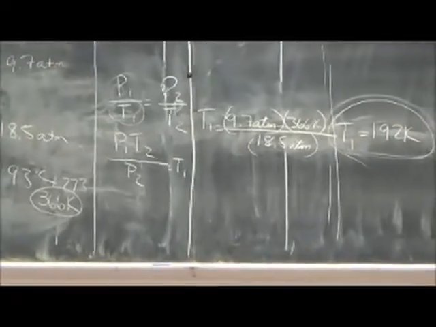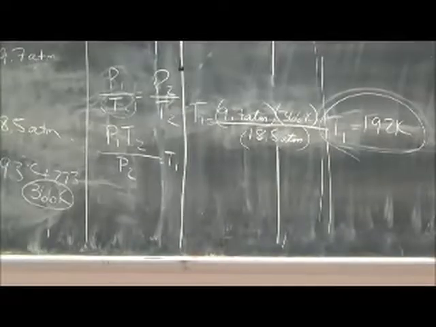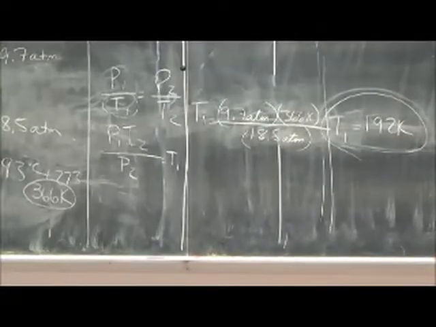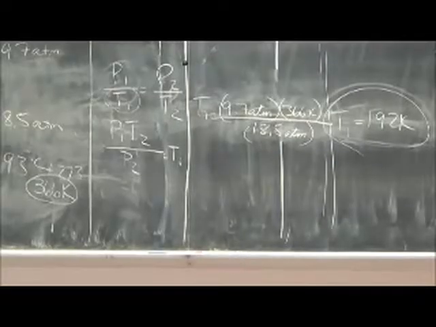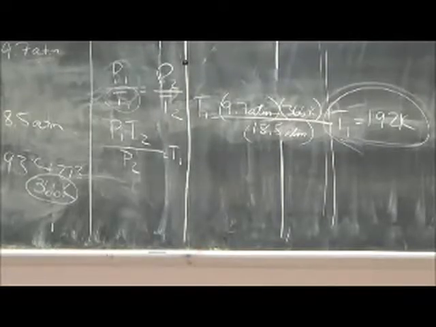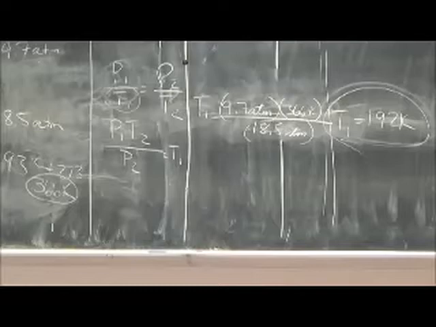All right. So you can see the formula: P1 times T2 divided by P2 equals T1. In the third box, it says T1 equals 9.7 times 366 Kelvin divided by 18.5 atmospheres. And we get a temperature T1 of 192 Kelvin.